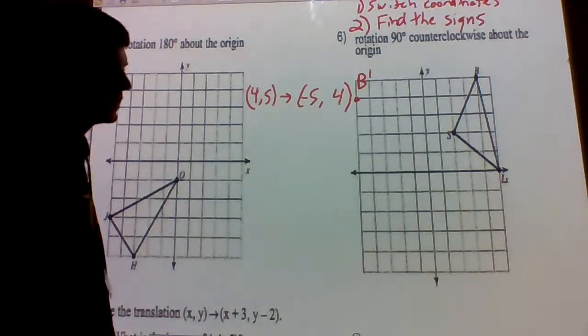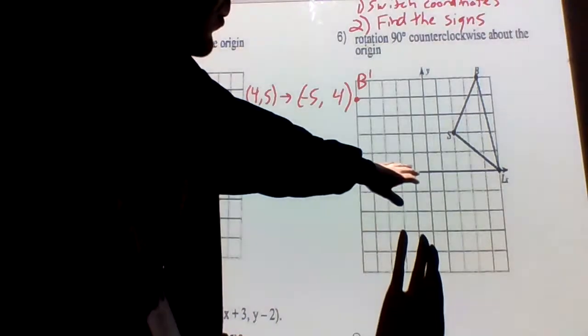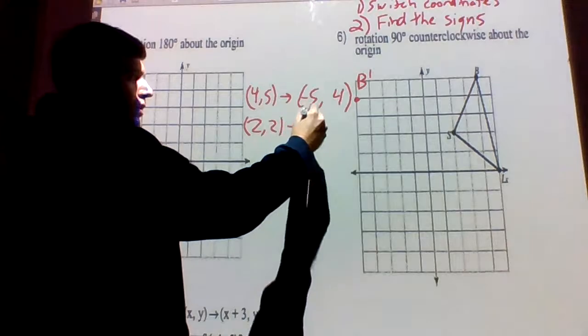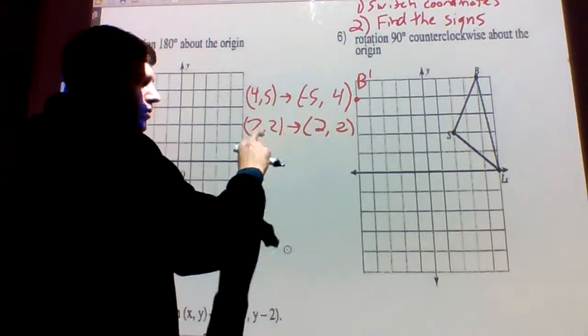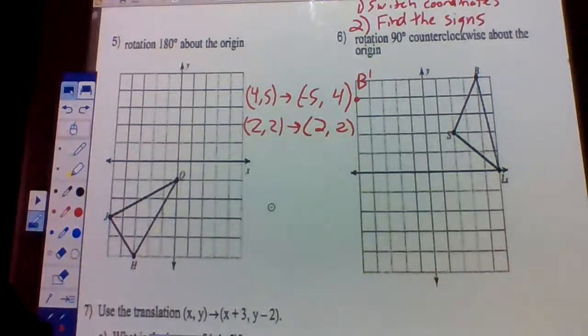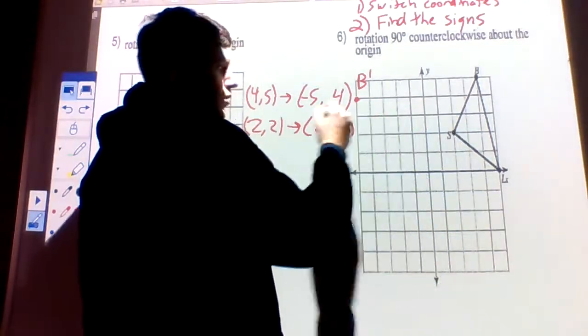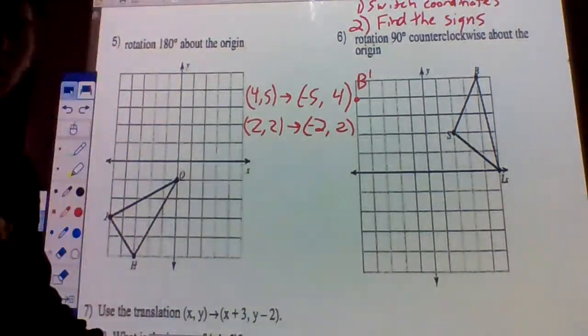S is (2, 2). Switch the coordinates. (2, 2) is still (2, 2) because they're the same. Right now it's in quadrant 1. If we go 90 degrees counterclockwise, we're going to be in quadrant 2. And quadrant 2 is negative, positive.